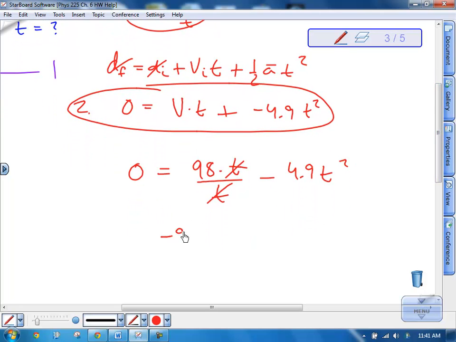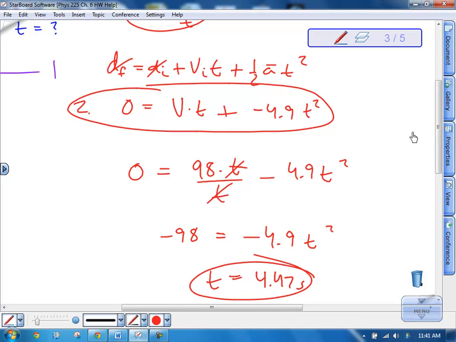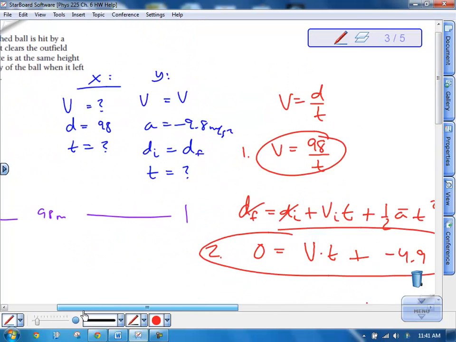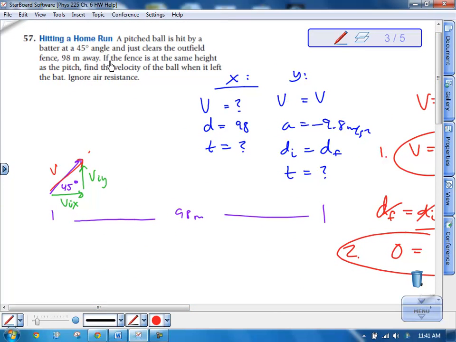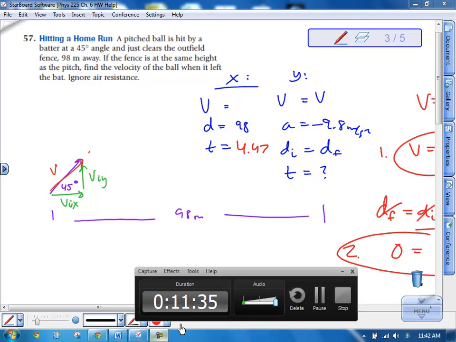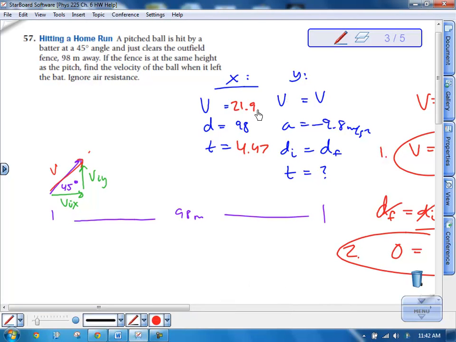I can subtract 98 from both sides. So all I need to do is divide both sides by negative 4.9 and take the square root, which gives me a time of about 4.47 seconds. So that's my time, and the question was, find the velocity of the ball when it left the bat. Well, now I know this is 4.47, so I can find that initial velocity. Just do velocity equals distance over time. So do 98 divided by that time, you'll get the velocity here, which is about 21.9 meters per second.